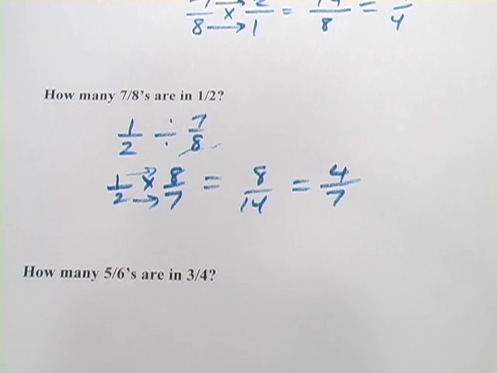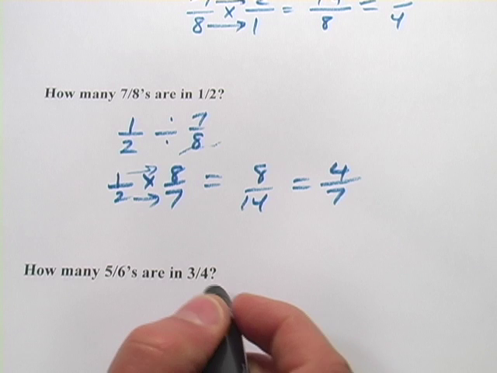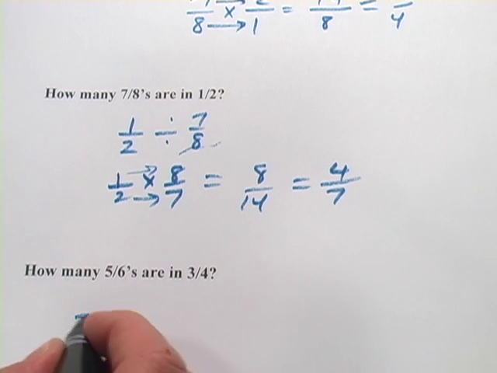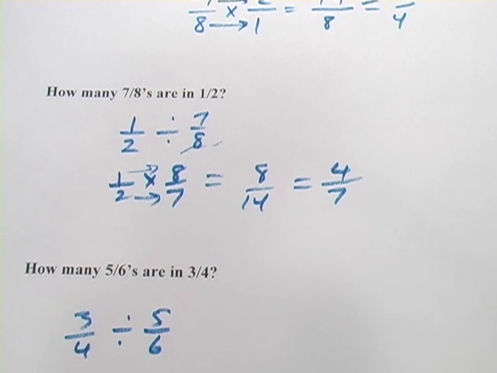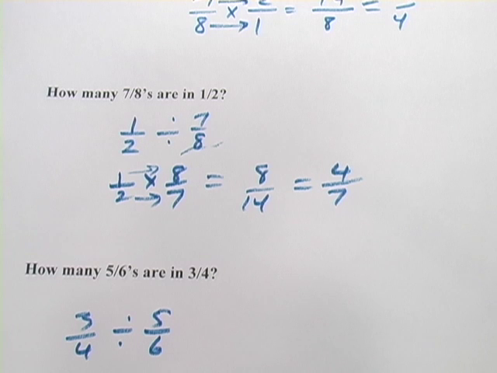All right, one more. How many 5/6 are in 3/4? That means it's going to be 3/4 divided by 5/6. Then we'll convert that to a multiplication problem by taking the reciprocal of that second fraction. So 6 over 5. Then we multiply across the top and the bottom, and we get 3 times 6 is 18, 4 times 5 is 20.